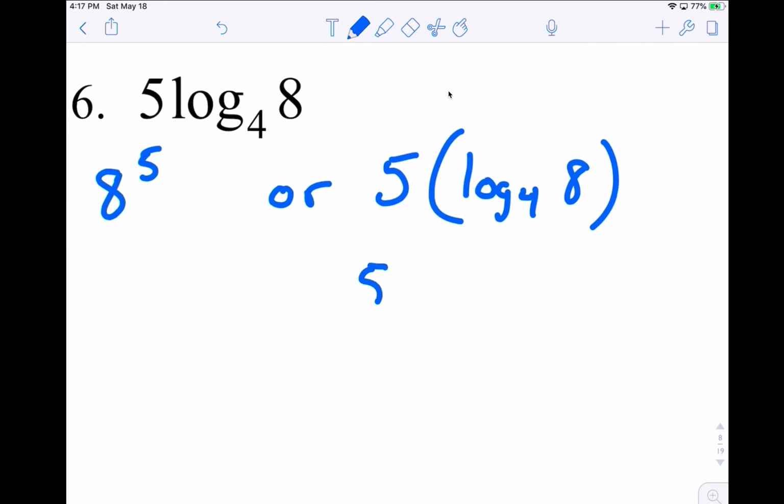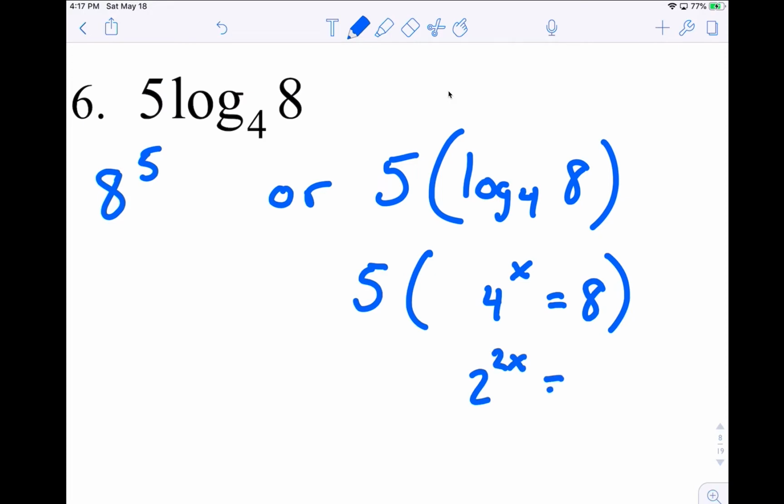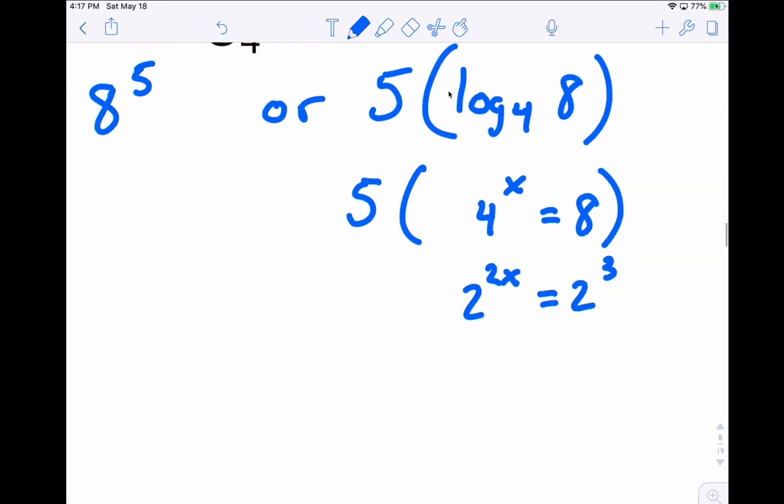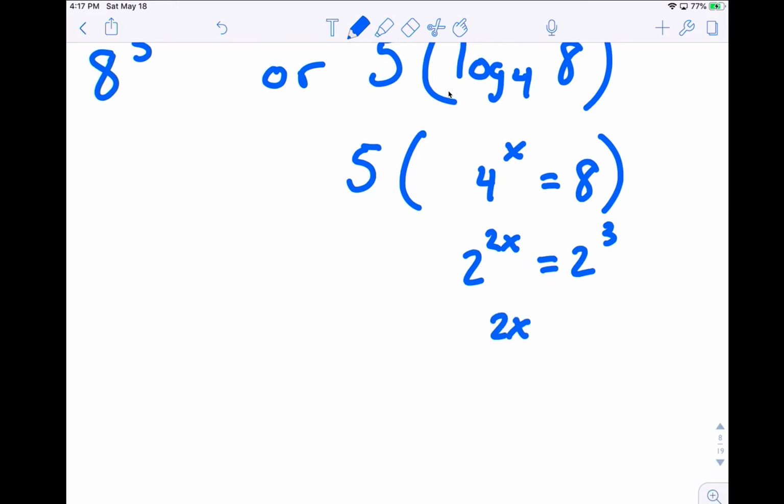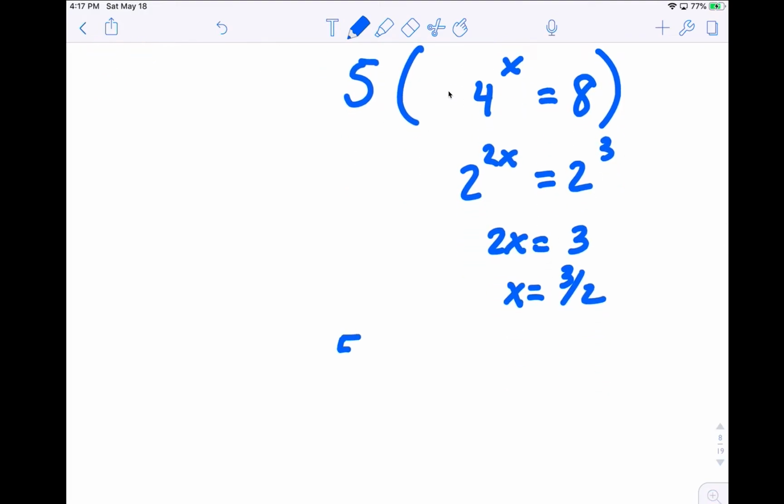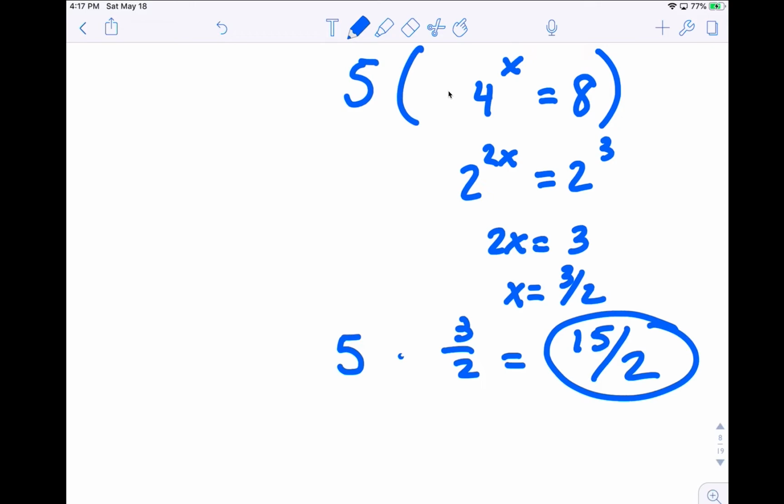So this gives me 5 times 4 to some power gives me 8. 2 squared is 4, and then 2 to the third is 8. So 2x equals 3. So then x must be 3 over 2. And then what I'm going to do is just multiply that by 5 at the end, which gives me 15 over 2.